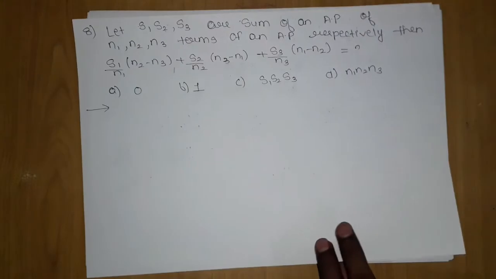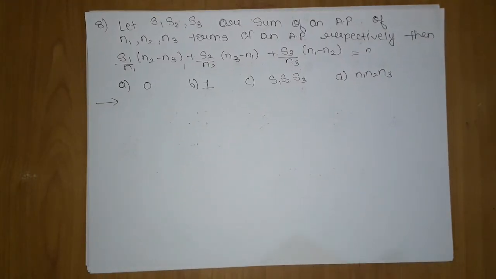Now let's move on to the next question. The next question is the 8th. Let S1, S2, S3 be the sums of N1, N2, N3 terms of an AP respectively. Then S1 upon N1 into (N2 minus N3) plus S2 upon N2 into (N3 minus N1) plus S3 upon N3 into (N1 minus N2) should be. We want to find the value of this.